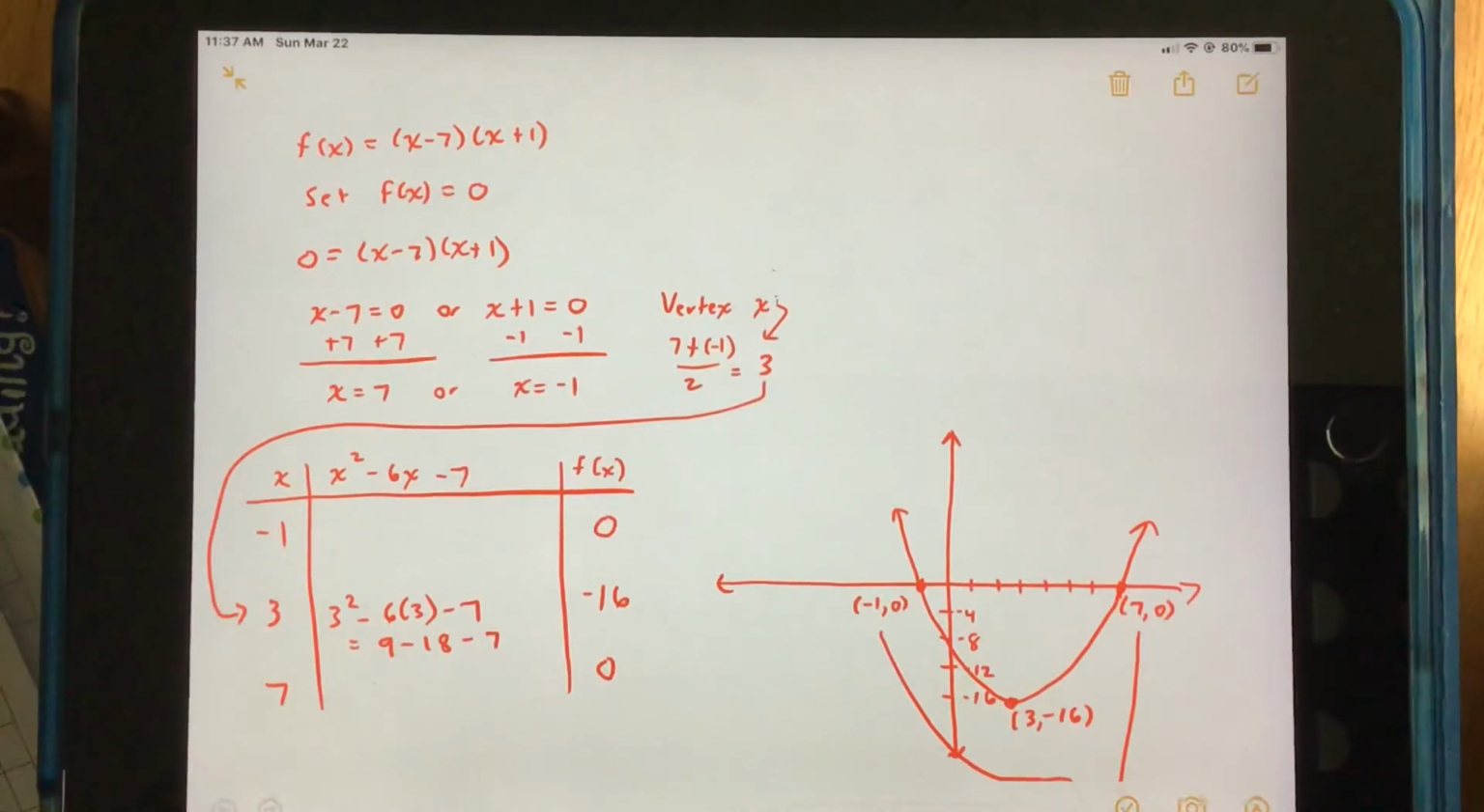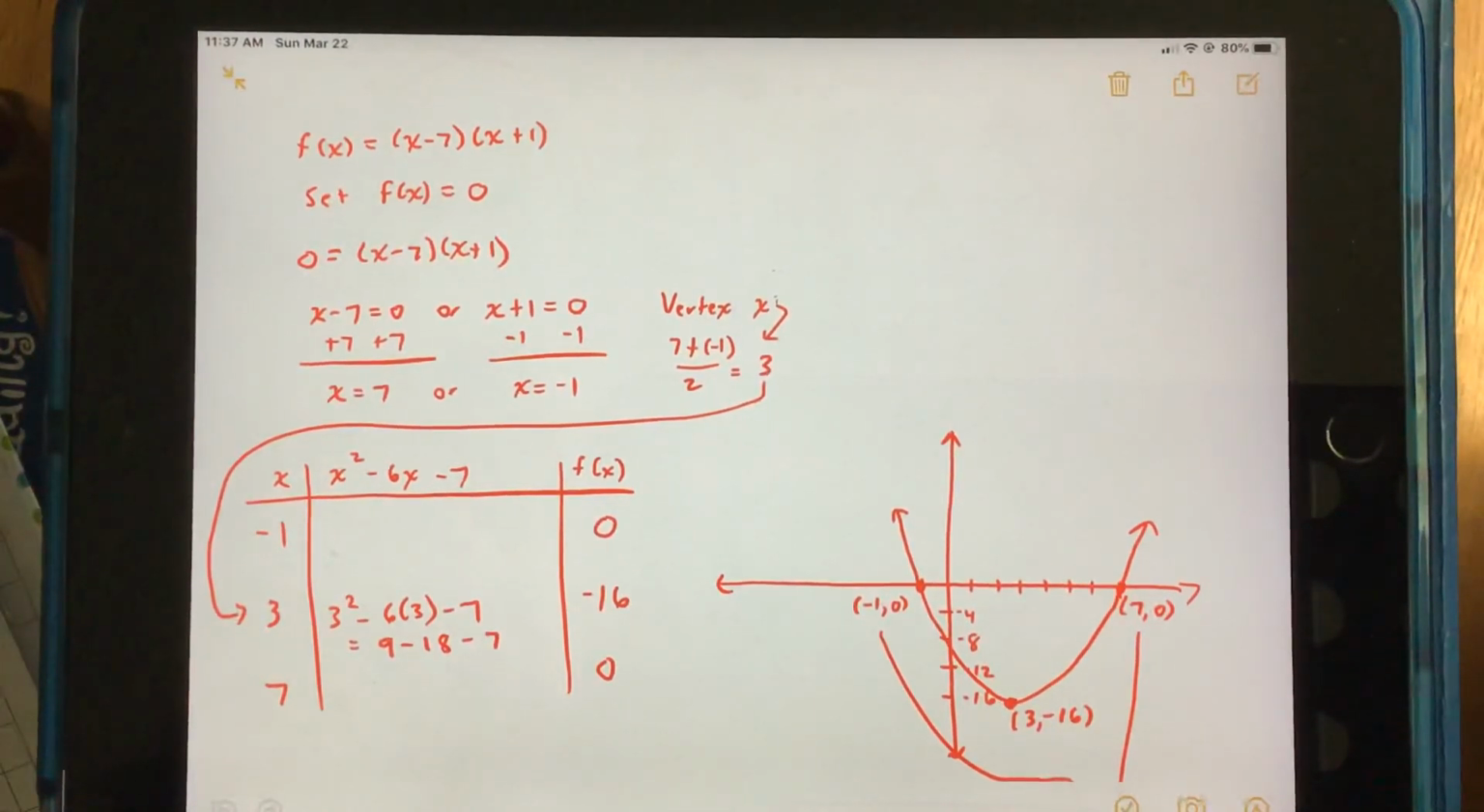We then figure out the value of our vertex. As you see in the middle of my table of values, I'm working that out. And I arrive at f of x is equal to negative 16. That's when x is 3. I'm going to plot those 3 points. Again, we only need 3 points as we're working this way to define our parabola.